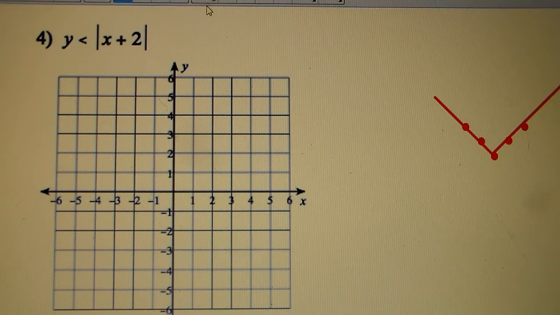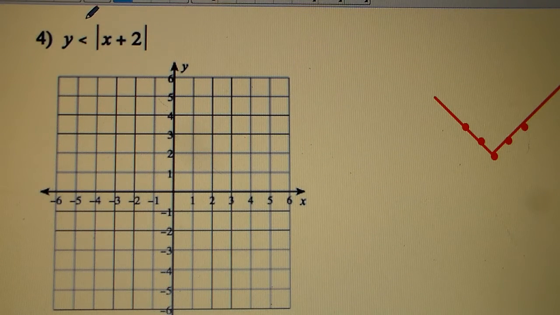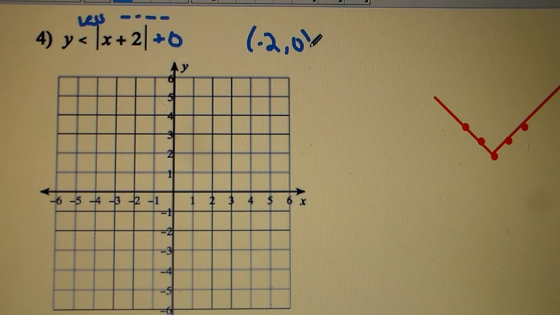Alright, look at number 4. What you see is y is less than. Well, less than, you know, is to the left, but in this case, it's going to be a little bit different with absolute value. So it's less than, and we know it's going to be a dashed line. At absolute value of x plus 2, and then the plus 0. So your coordinates are -2, 0. So -2, 0 is right there.